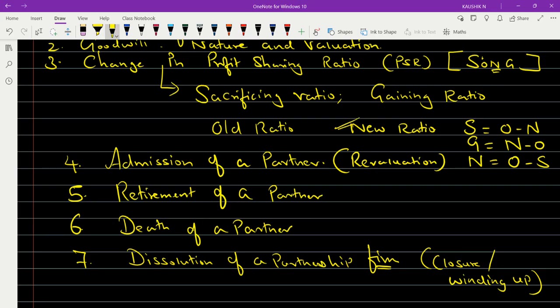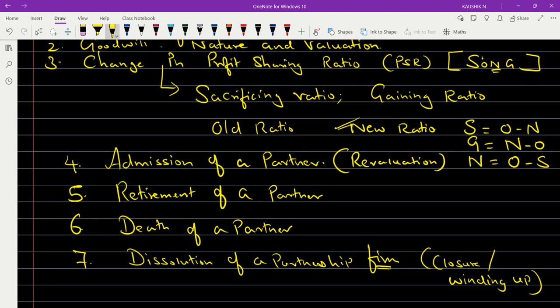So that is the only difference between retirement and death. Retirement can be postponed, can be planned, but death can't be postponed or planned. That makes a difference between these two chapters. But apart from that, in death also, we need to calculate what is the amount that we have to make a payment for the deceased partner.